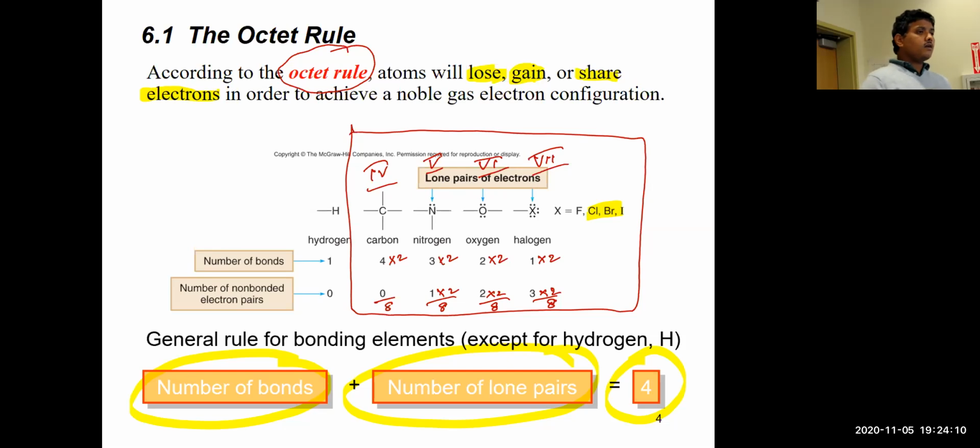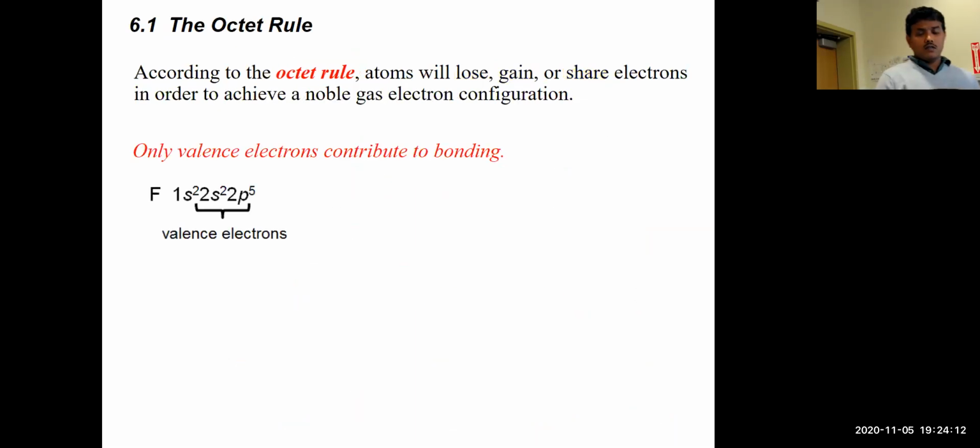Okay. Now let's dig into more details. I'm going to use an example to explain the octet rule. Let's discuss fluorine. We already know that fluorine is from group 7, so it should have 7 valence electrons. Those 7 valence electrons are present in shell 2 in the form of 2s2 and 2p5.